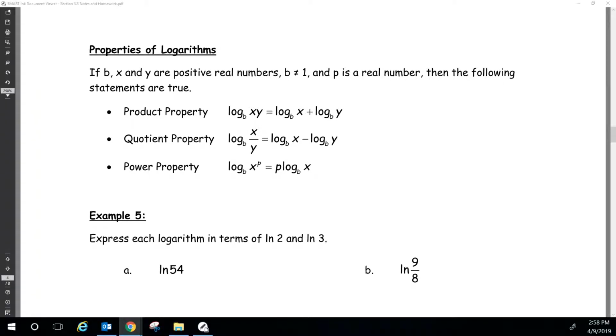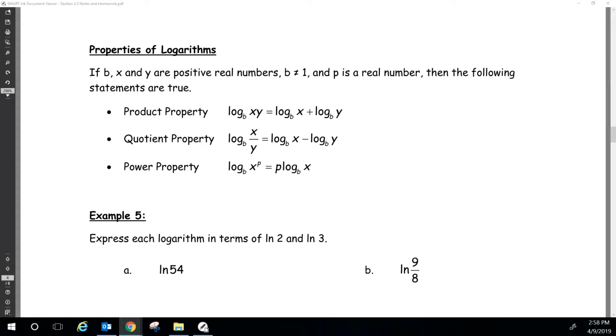We are on example number 5. We're talking about properties of logarithms. We've got 3 properties of logarithms that you did not see last year in Algebra 2. And these are the product property, the quotient property, and the power property. Product property just means like multiplication property.